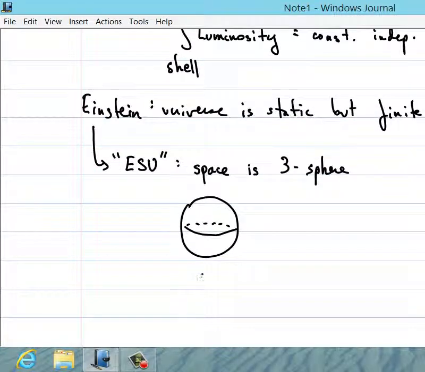So people will sometimes call this S3. It's the sphere sitting in 4-dimensional Euclidean space. It's kind of hard to wrap your head around. I've just drawn the usual 2-dimensional sphere sitting in 3 space here for you. And he proposed that the resolution of Olbers' paradox is that the universe is static and infinitely old, but not infinitely big.